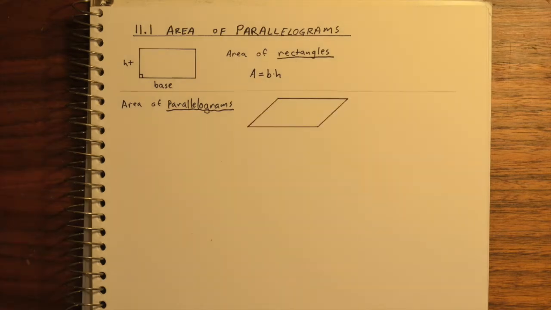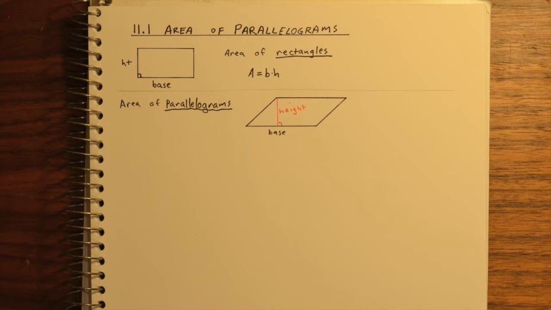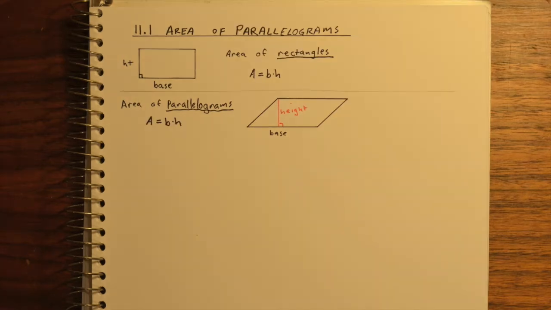Here we've got a parallelogram and its base. Now the height of the parallelogram is the perpendicular distance between the two bases. So area here is also base times height, except height is a little bit more difficult to find.